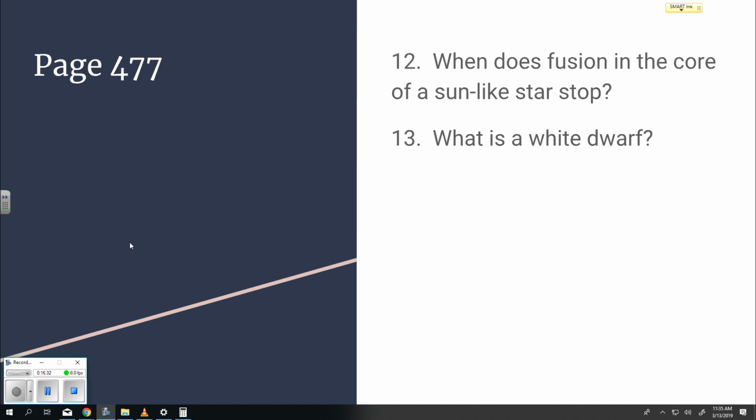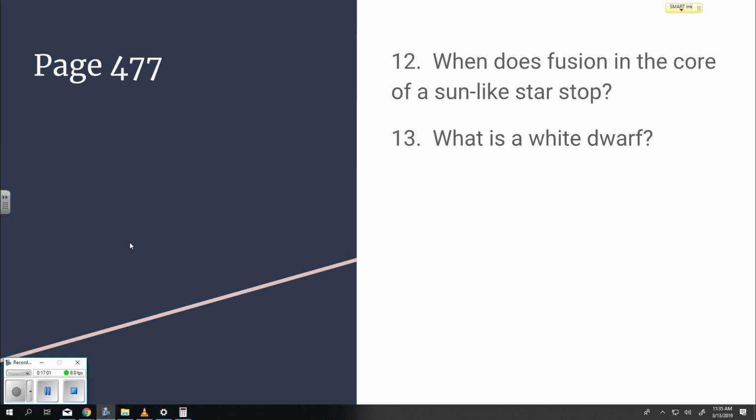The final stages in a star's life cycle depend on the size of the star. Stars about the size of the sun follow a similar cycle. Fusion in the core stops when helium atoms have fused into carbon and oxygen. The supply of energy from fusion drops and the star enters its final stages.